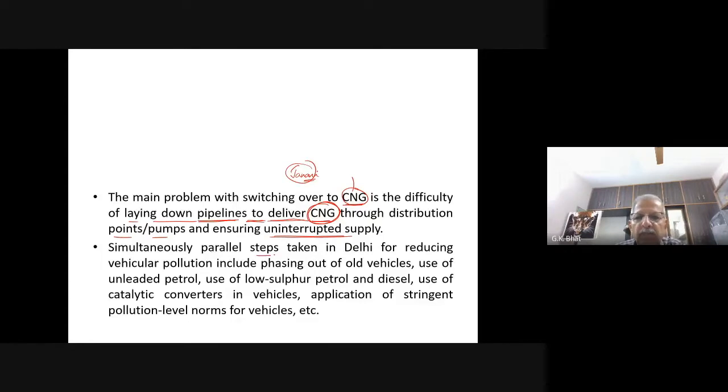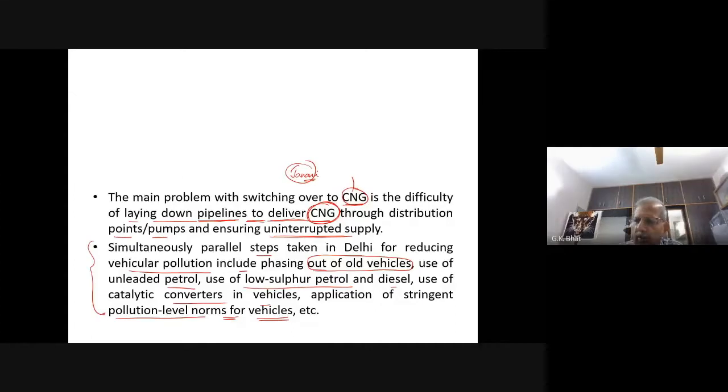Simultaneously, parallel steps taken in Delhi for reducing vehicular pollution include phasing out of old vehicles. Old vehicles are made to retire very quickly; they are put out of use. Other steps are use of unleaded petrol, use of low sulfur petrol and diesel, use of catalytic converters in vehicles, and application of stringent pollution level norms for vehicles. So these are all methods followed in Delhi. What are the stringent pollution level norms for vehicles, right?